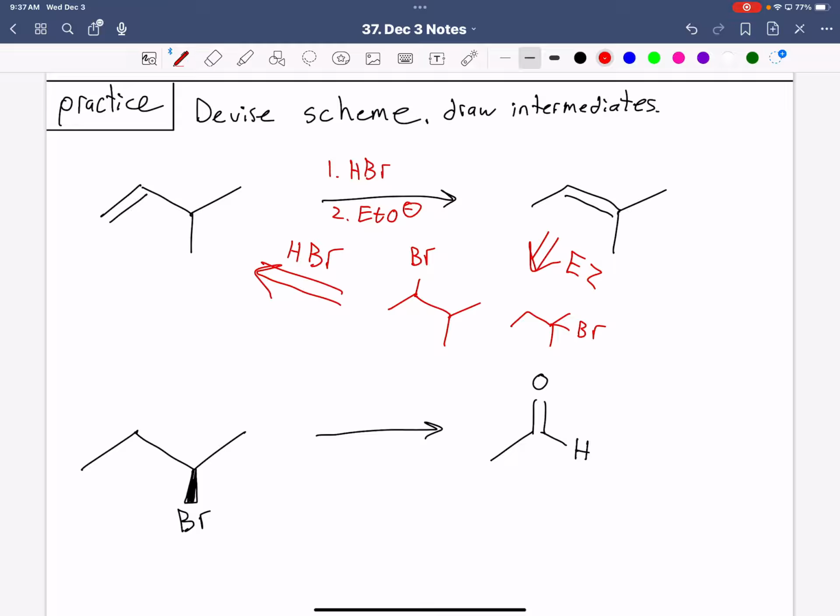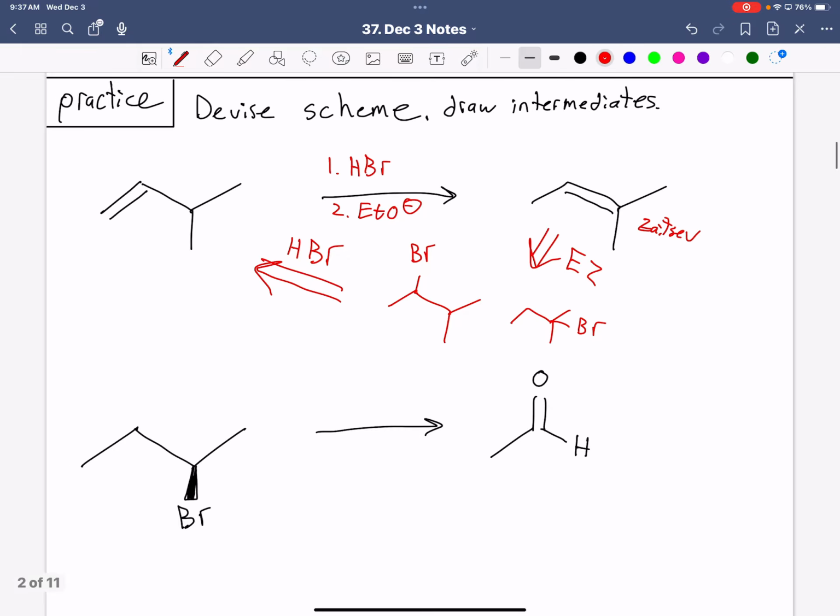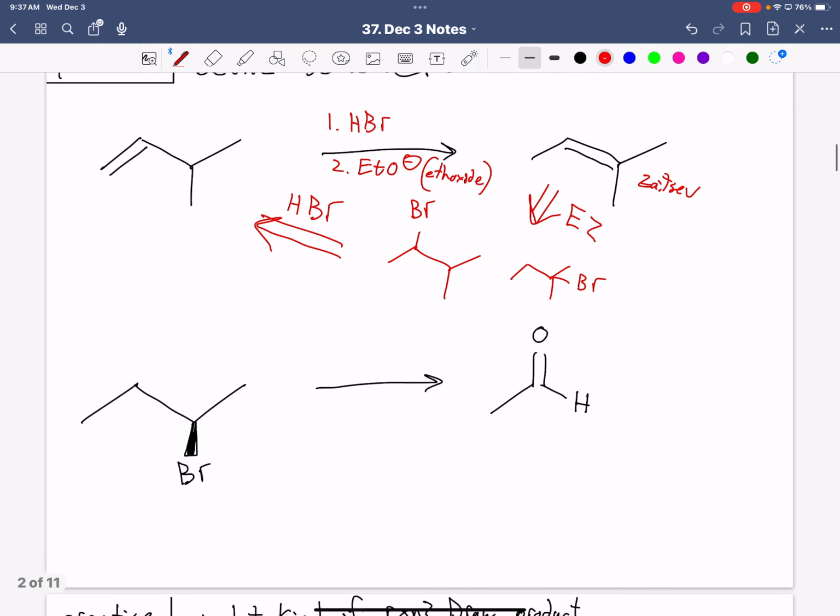So I do want this is the Zaitsev product, so I do want to use a small strong base, so ethoxide will work for that. It's pretty small. I don't know if I've used that word much, but that's ethoxide. Et for ethyl.